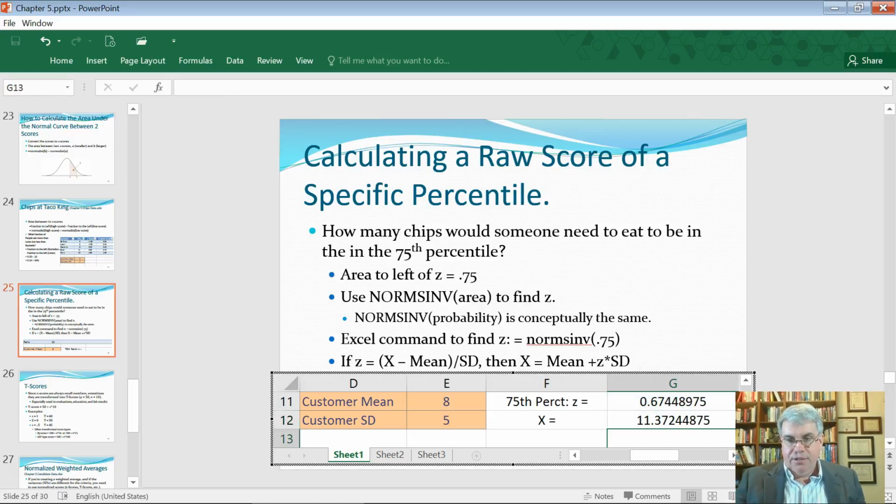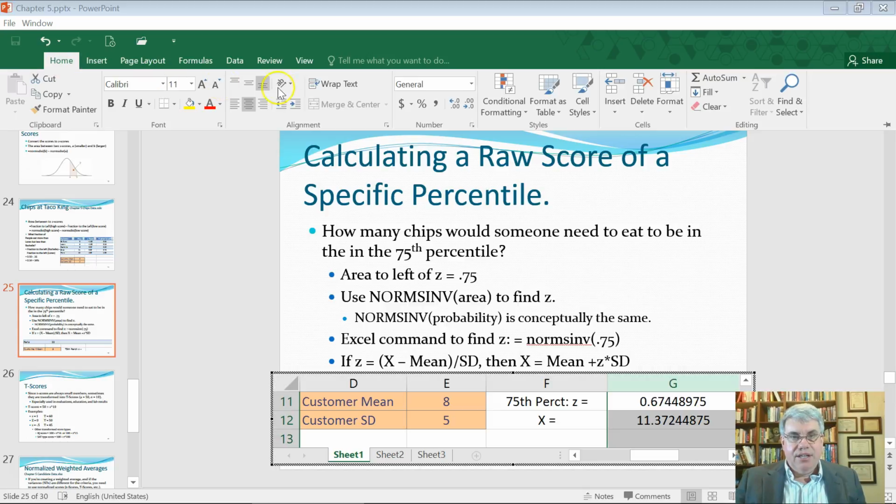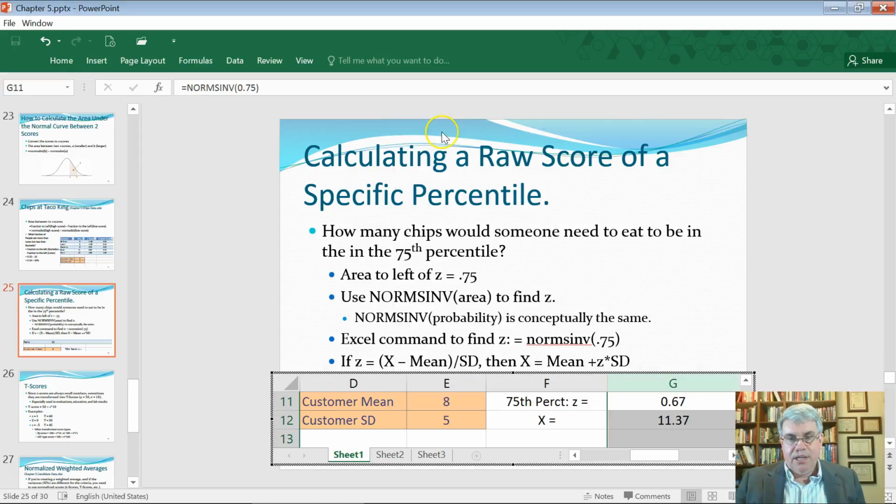I press enter, and that comes out to 11.372 and so on chips. So let's actually select those and remove the decimals. So I'm going to Home, General, Number, and we get the numbers there. So 11.37 chips is the 75th percentile. 75% of the people eat 11.37 chips or less. And if you eat more than that, you're in the top 25% of the chip eaters.